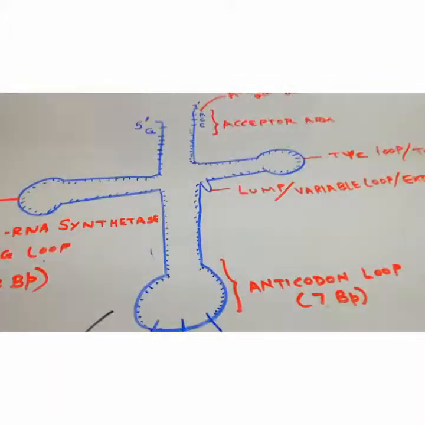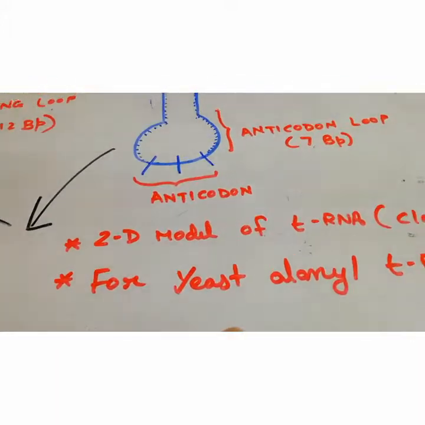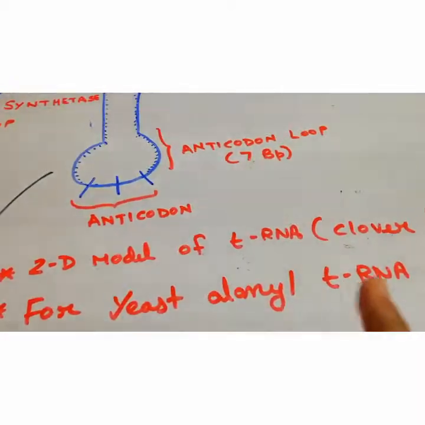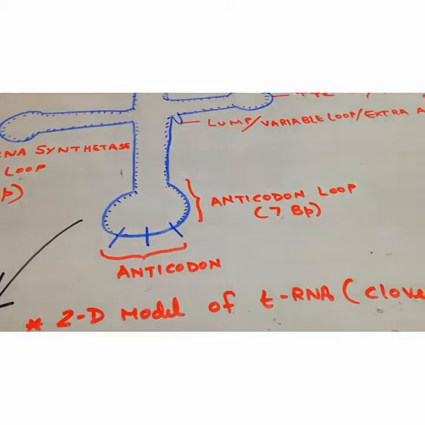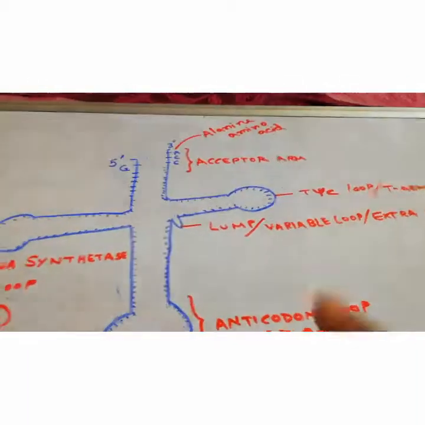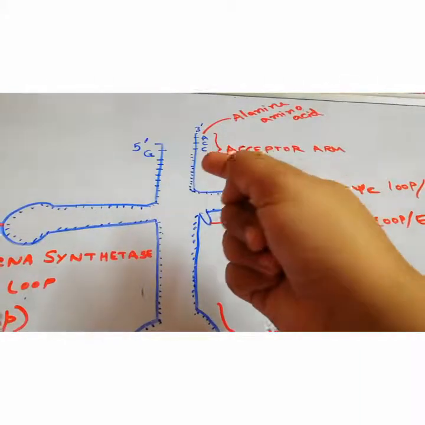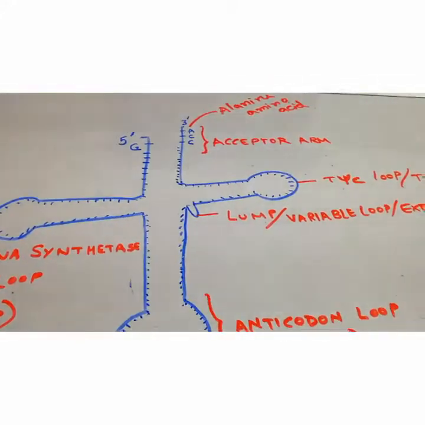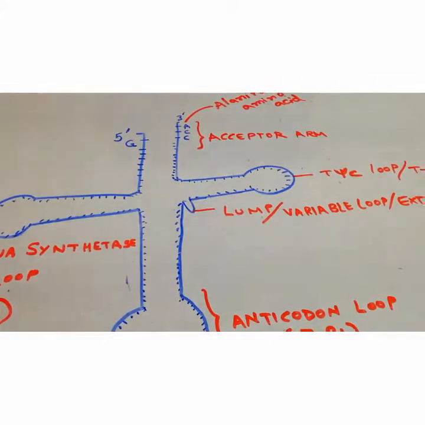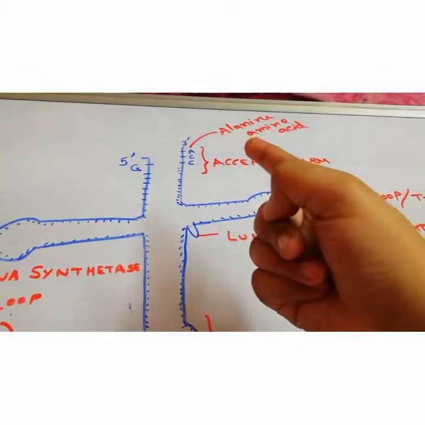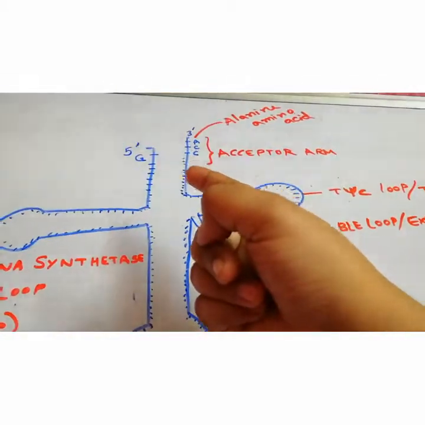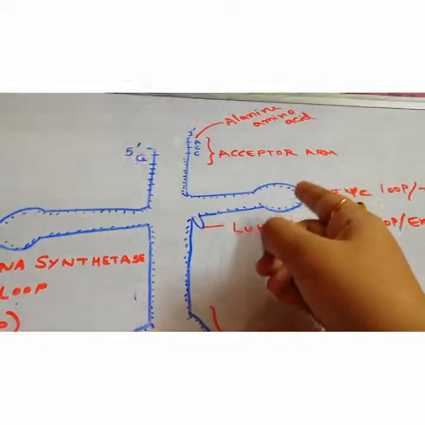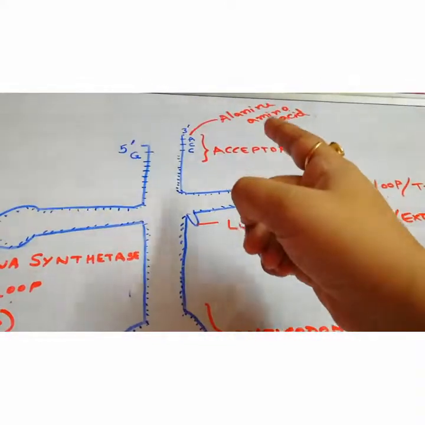And as I have already mentioned here, this structure is basically for yeast alanine tRNA, or you can say for alanine amino acid. So towards the 3' end, this is the acceptor arm where the amino acids get attached, and the first amino acid that will attach towards the 3' end or on the acceptor arm is alanine amino acid.